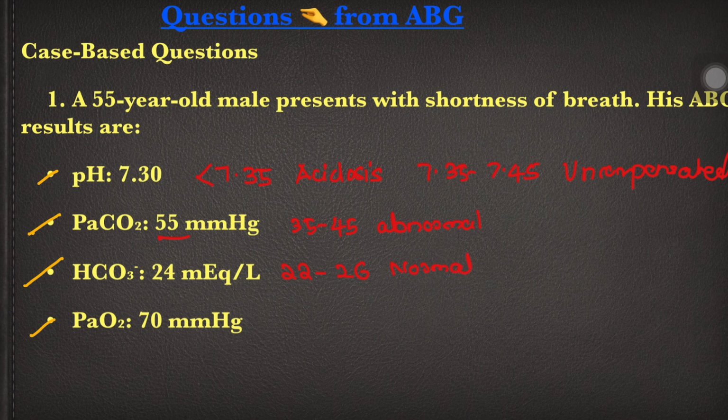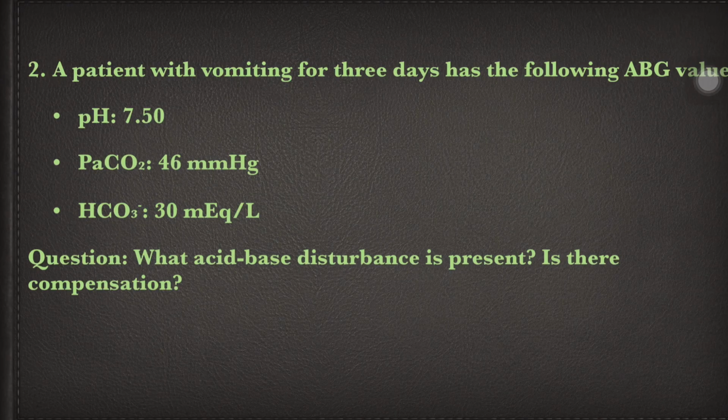So the problem is with the partial pressure of carbon dioxide. So is it respiratory or metabolic? It is respiratory. So what is the final result? Respiratory acidosis uncompensated. Let's do another question.